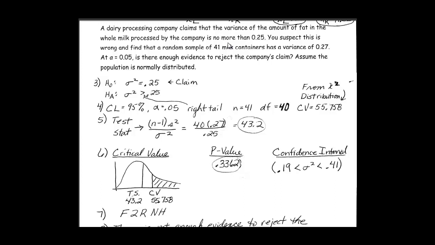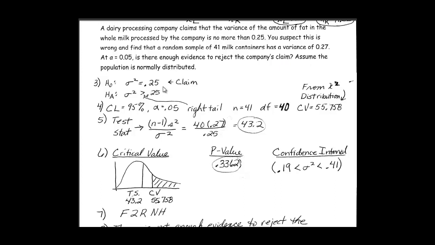Okay, what is going on here is the milk processor is saying that the fat content in their product varies by no more than some amount. They say the variance is 0.25. You think that it does vary more than that. So you're thinking the milk could be low, it could be high, it's not consistent. So you're saying there's a higher measure of variance there. You do a sample and find that we have a variance of 0.27. Now that's a little bit higher, but is it high enough to be significant? That's what we're trying to find out in this test.